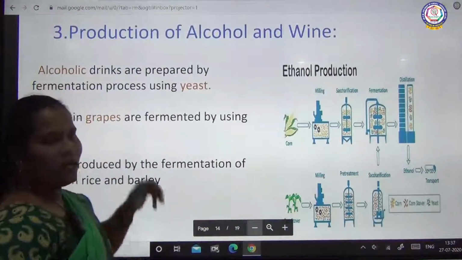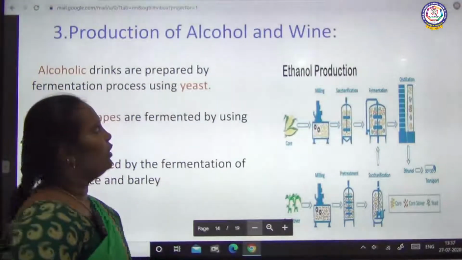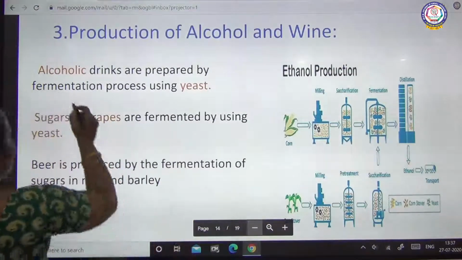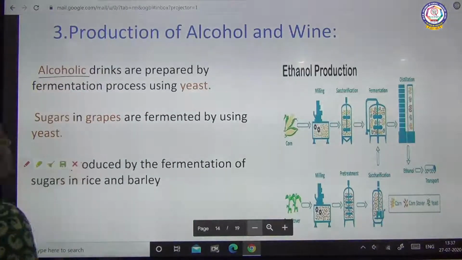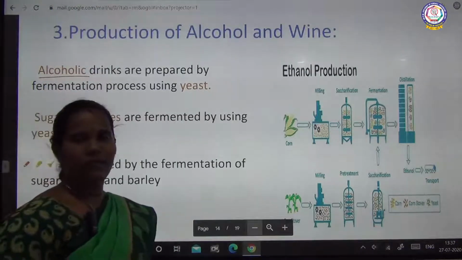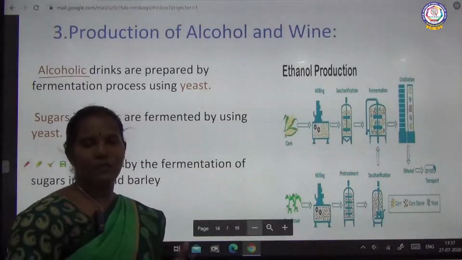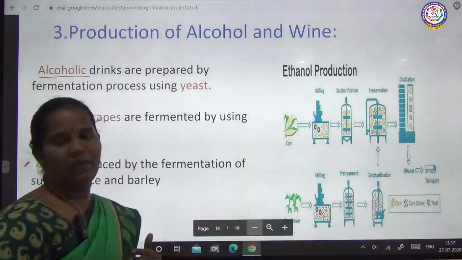Then the third one is production of alcohol. We know about alcohol. Alcohol and wine, we know that. Alcohol is one of the drinks. This alcohol is also used for sanitizers, preparation of sanitizer, and many other things. These alcohols are used in the medical field also.